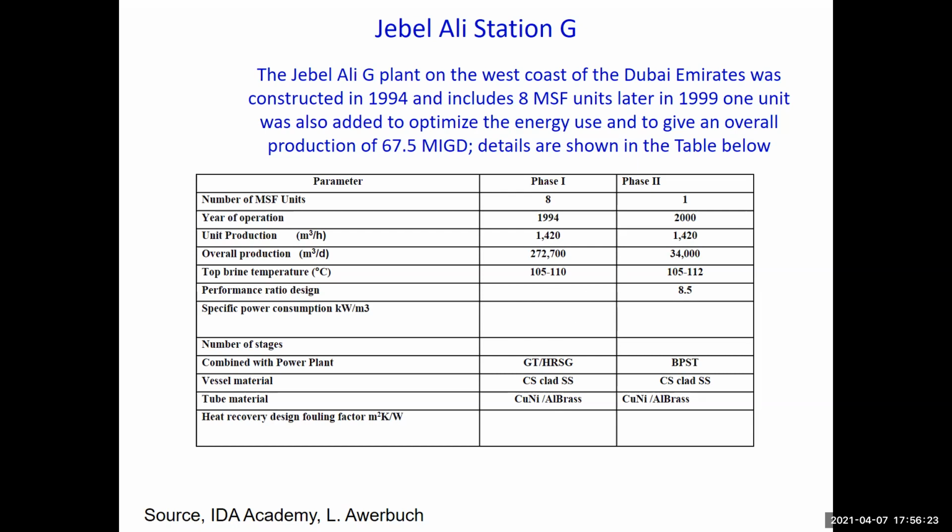And it's been operated by adding it to a power plant. Here we have a gas turbine, and in this one, there's a steam turbine running it. It's a gas turbine heat recovery steam generation as well. And then the vessel material was carbon steel covered with stainless steel, which is the same as you can see in this one. And the tube material was basically copper, nickel, and aluminum brass kind of material that are being used for running this unit.